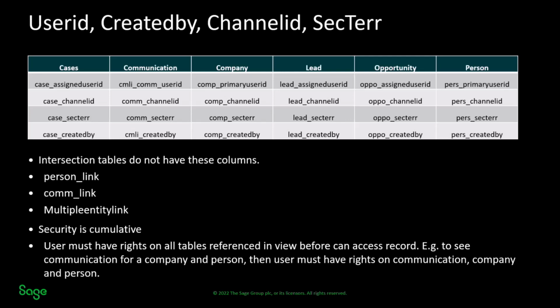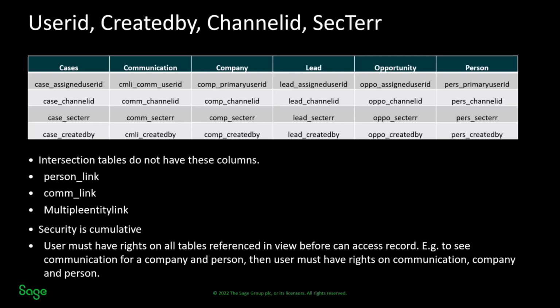Now, these are the primary entities within the system: cases, communication, company, lead, opportunity, and person. And these are covered by the default security matrices. So these are the things that are covered here. Intersection entities do not have those columns, but any custom entity that you add into the system using the advanced customization wizard would also have equivalent columns.